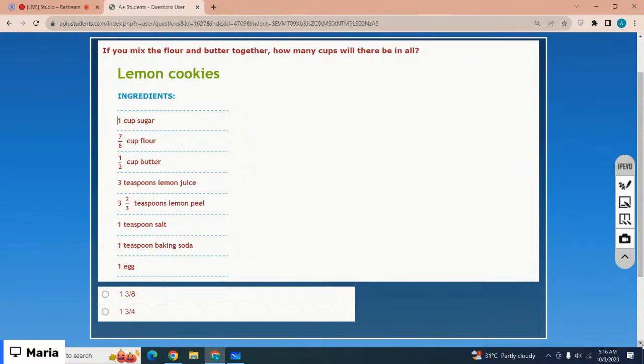You have to add 7 by 8 plus 1 by 2. Yes, very good. That would be 1 whole 3 over 8. The correct option is 1 whole 3 over 8.